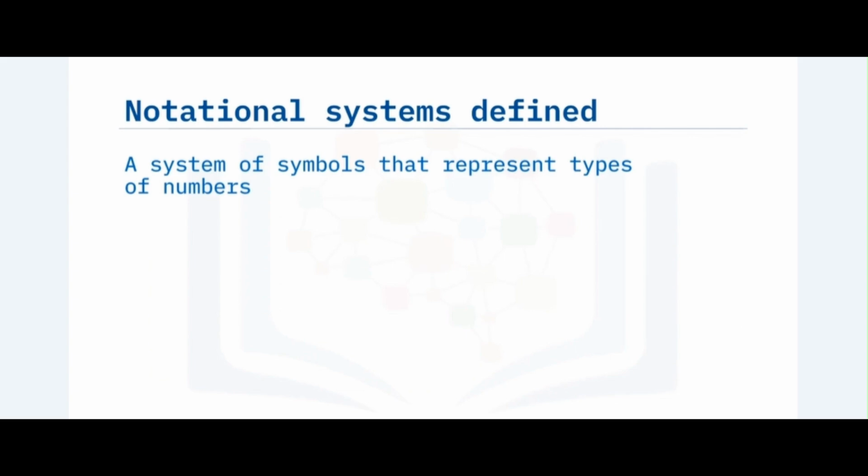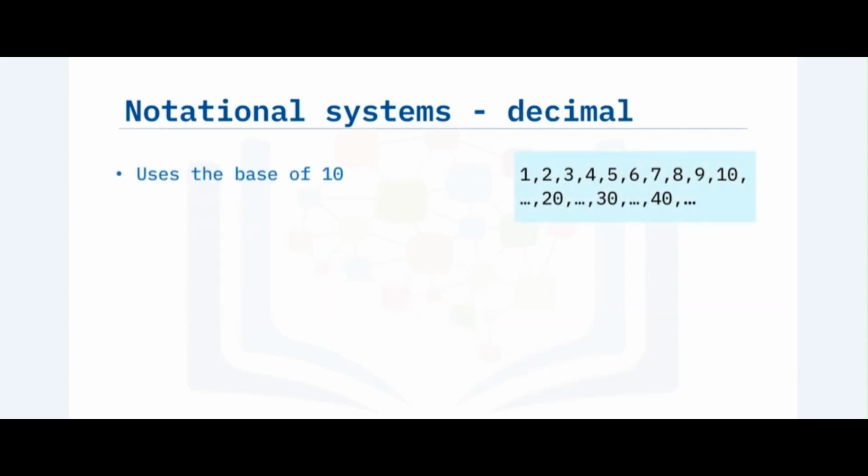In computers, a notational system, also called a numeral system, is a system of symbols that represent numbers. The 3 most widely used notational systems are decimal, binary, and hexadecimal. Decimal notation is base 10, as in numbers 1 through 9, then 10, 20, 30, and so on.